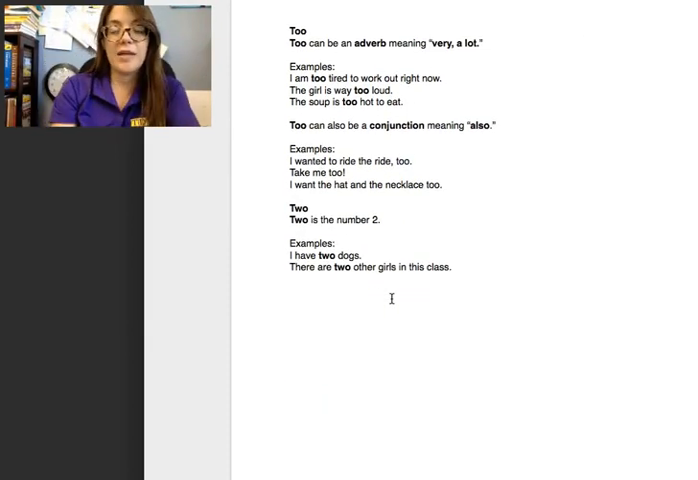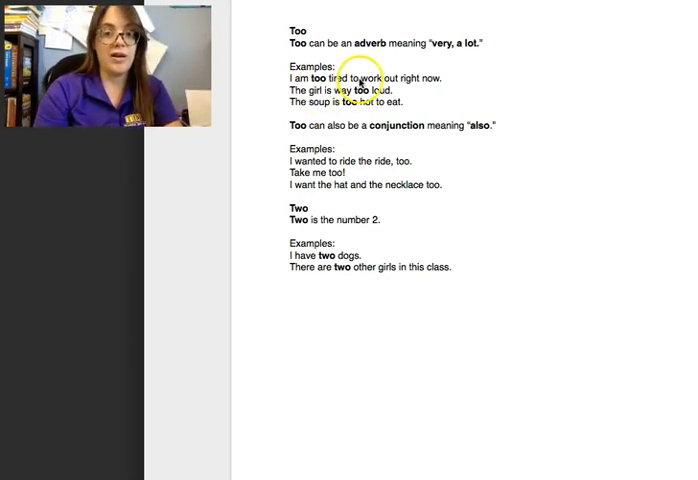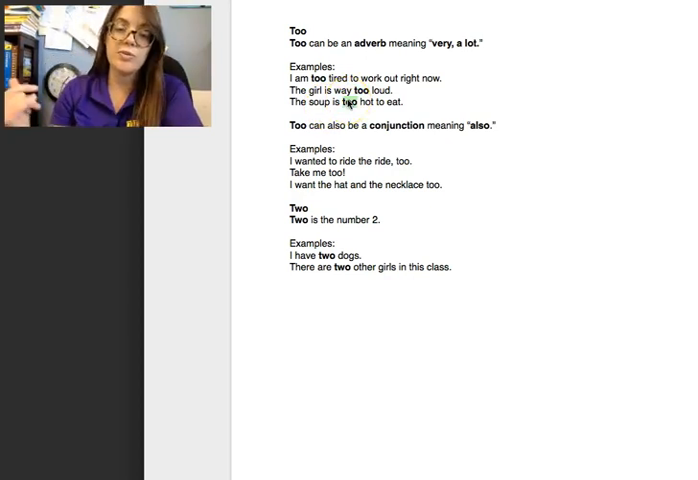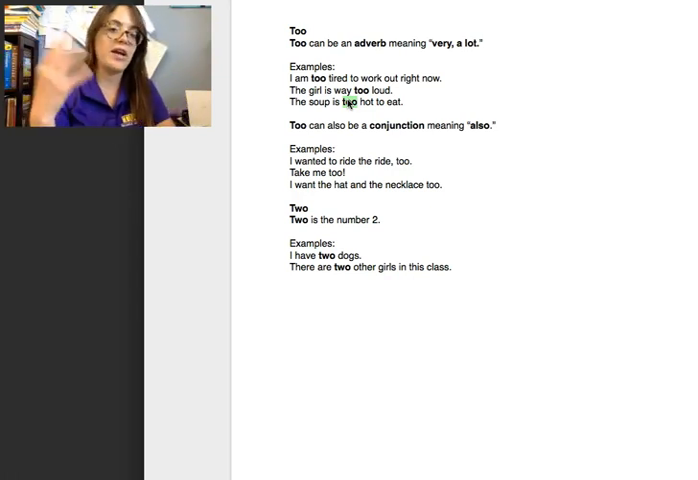Too, t-o-o, can be an adverb, meaning very or a lot. So I am too tired to work out right now. Okay, like I am very tired. I can't do this. Okay, the girl is way too loud. The soup is too hot to eat. Okay, so when we're talking about too, we're just saying it's too much. Like it's very, it's a lot.